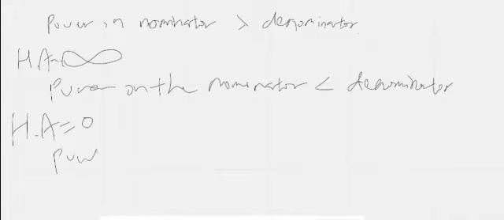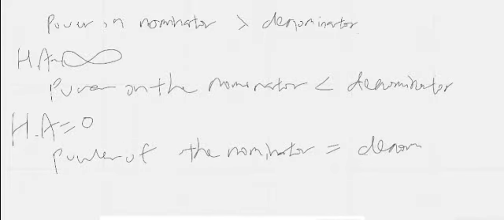If the power of the numerator equals the denominator, the horizontal asymptote will be the ratio between them. So let's say we have a ratio of 2x cubed over 3x cubed. Because the powers of the numerator and denominator are the same, our horizontal asymptote would be 2 over 3.